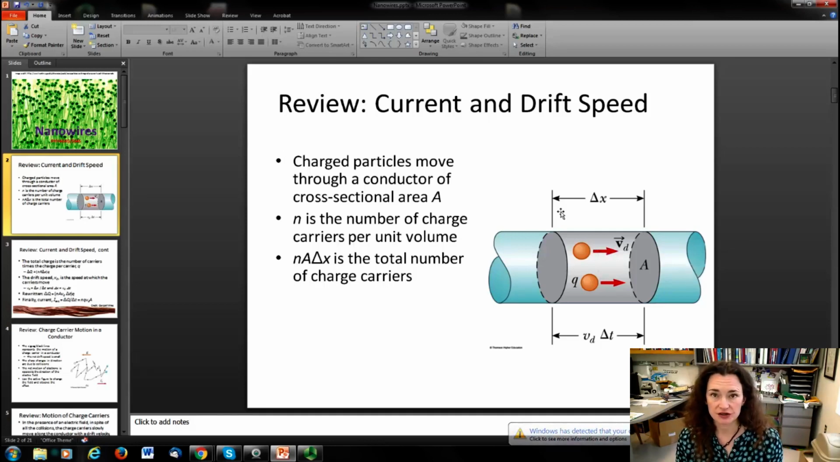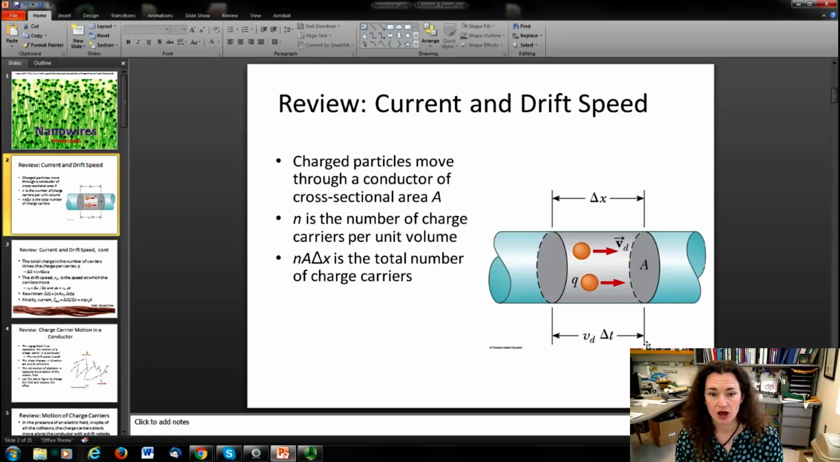We're going to look at a little slice of that current carrying wire with some distance here, delta x. And so of course the charge carriers are going to move that distance delta x, which is going to be equal to the drift velocity times the amount of time delta t that it takes them to move through that distance.